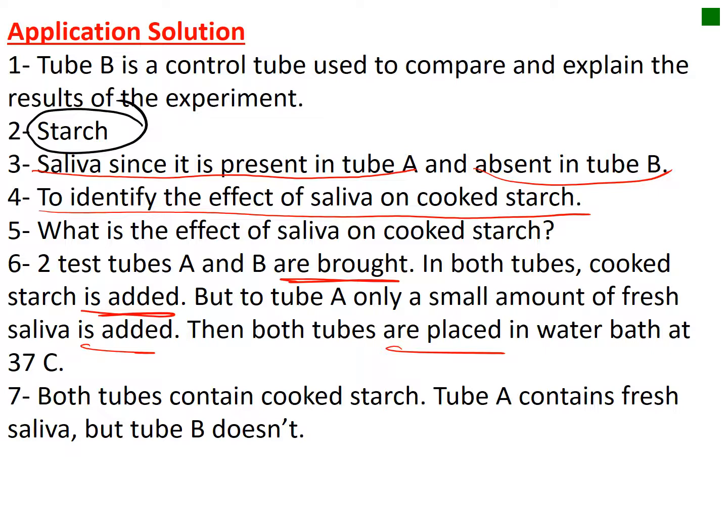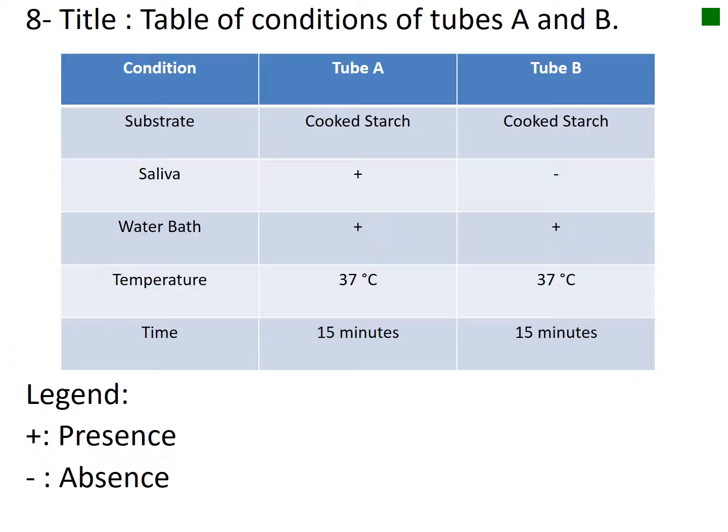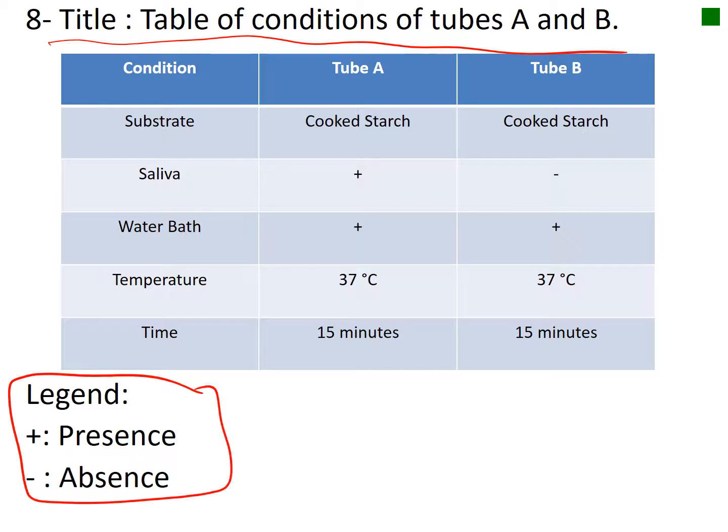Comparison, you have to talk about similarities and differences. So both tubes contain cooked starch. Tube A contains fresh saliva, but tube B doesn't. Table of conditions, you have to give it a title, you have to give it a legend, and you have to draw it using a pencil and only a pencil, and you have to close it completely.